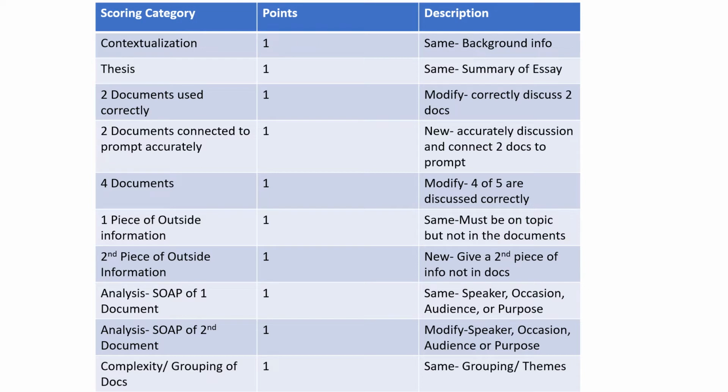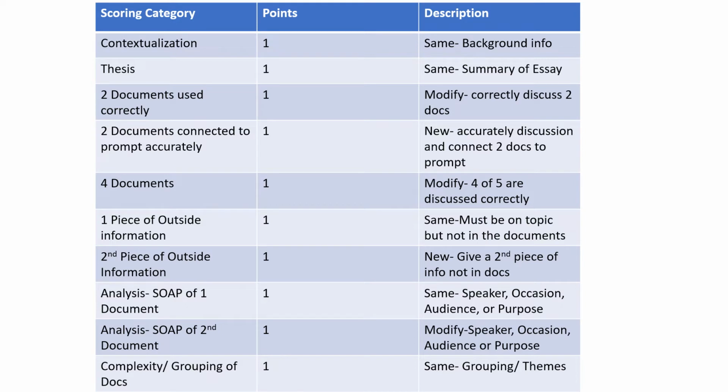Okay. Here's another piece that is the same, but they added. So in the original rubrics, you only had to have 1 piece of outside information, okay? So you'll see that right here, 1 piece of outside information. That's the same. Remember, it has to be on topic. It just can't be in the document.